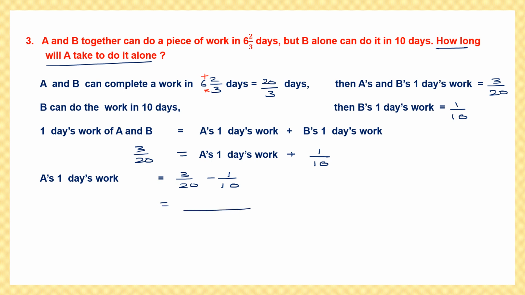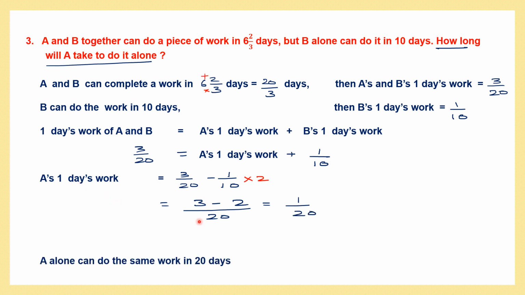So let's find the LCM. The LCM is 20. Since it's already 20, we can write 3 as it is. So we write 3 minus. Now 10 into 2 is 20, so multiply both of these by 2. 1 twos are 2. So 3 minus 2 is 1. 1/20 is A's 1 day's work. That means A alone can do the same work in 20 days, because we are writing the reciprocal. The reciprocal of this is 20/1, which is equal to 20. So A alone can do the same work in 20 days.